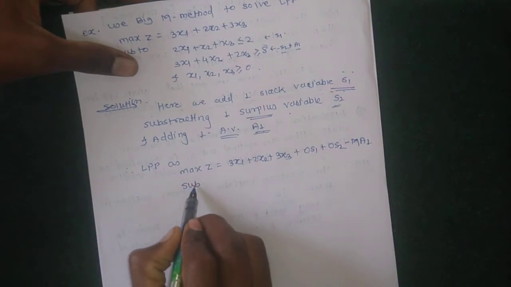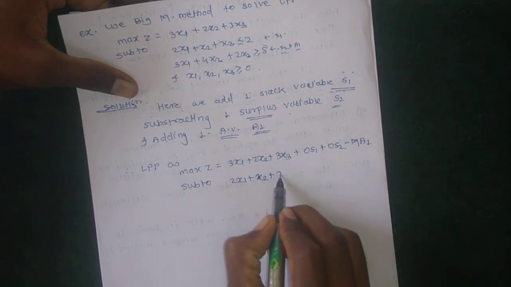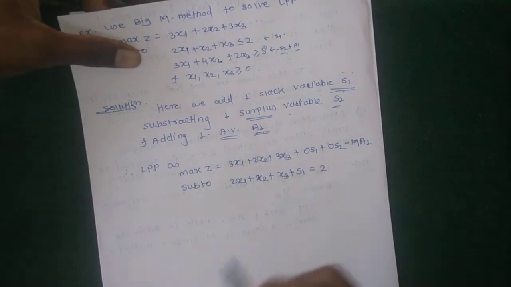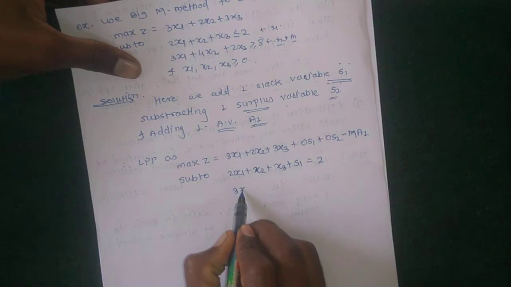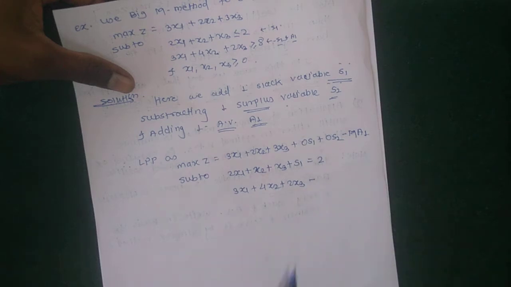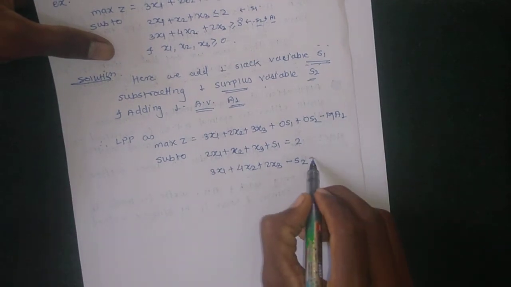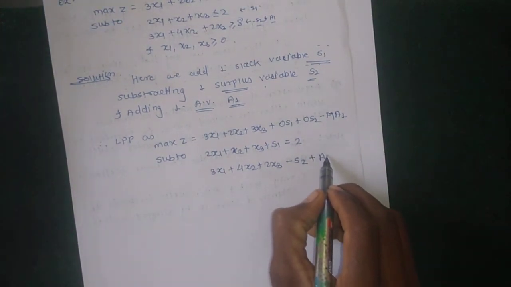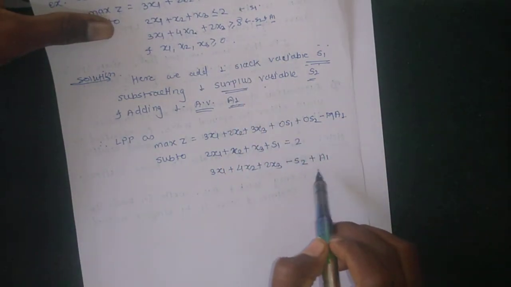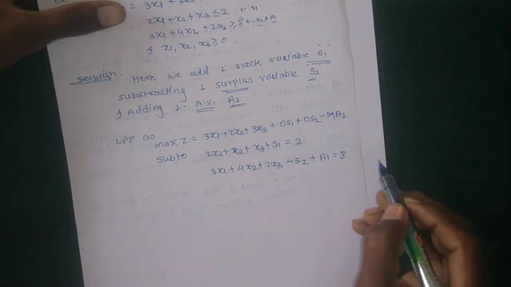Okay, subject to the given constraints: 2x1 plus x2 plus x3, and slack variable s1, is equal to 2. For the second constraint, 3x1 plus 4x2 plus 2x3, then subtracting surplus variable s2 and adding artificial variable a1. For a greater-or-equal type constraint, subtract a surplus variable and add an artificial variable, and we write the equation form, equal to 8.